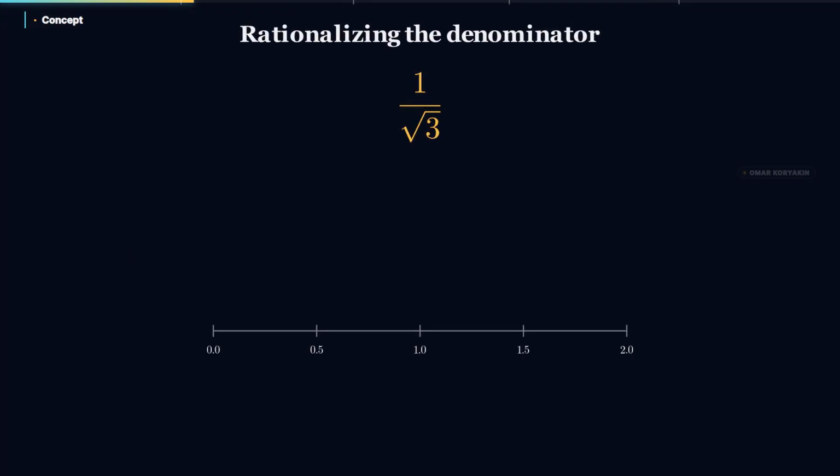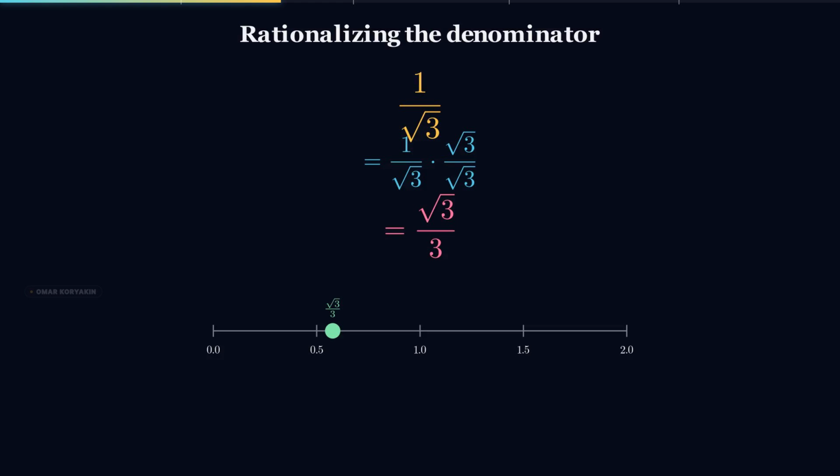Take 1 over the square root of 3. The radical is alone in the denominator, so the fix is one move: multiply both numerator and denominator by the same radical, the square root of 3. Multiplying gives 1 times the square root of 3, which is just the square root of 3 on top. The denominator becomes the square root of 3 times itself, which is 3. So the fraction equals the square root of 3 over 3.